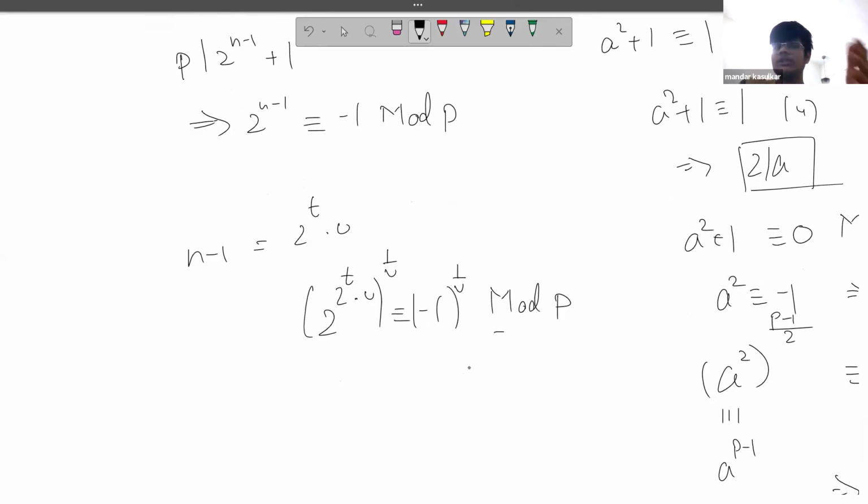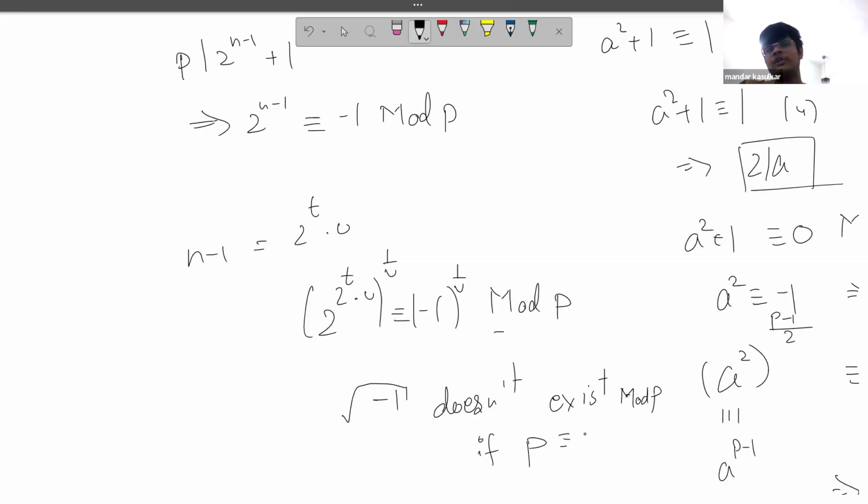But see, in general, you should not do this because, like, the square root of -1 doesn't exist mod p if p is congruent to 3 mod 4. And similarly, you can also give these statements about fourth and higher roots. So in general, raising it to a power like this is not a good idea.